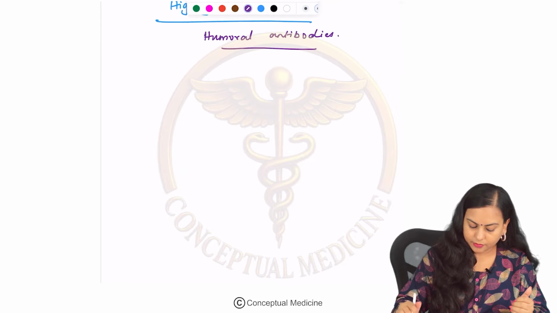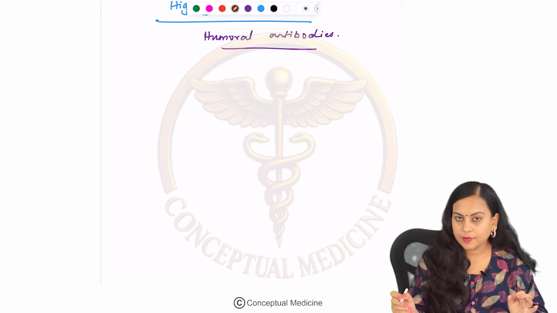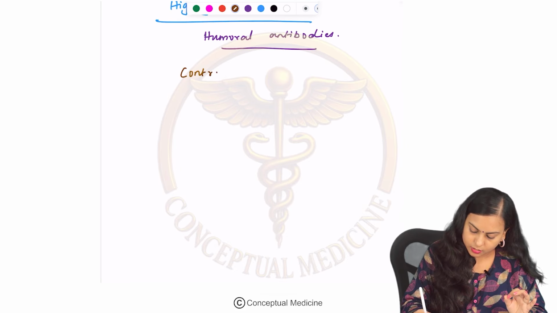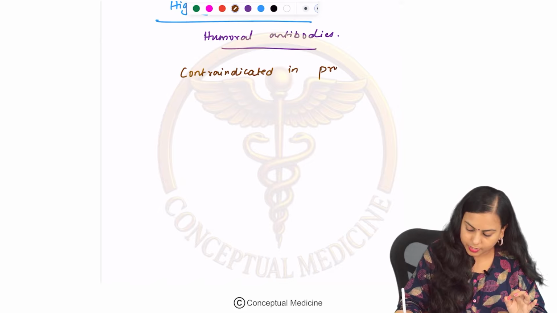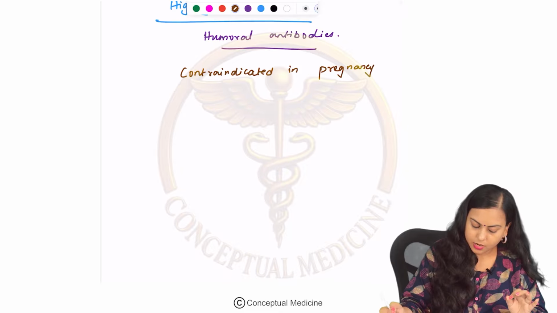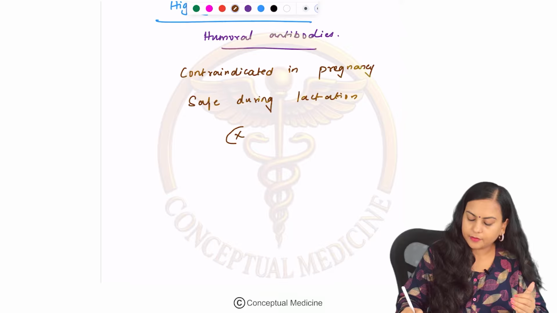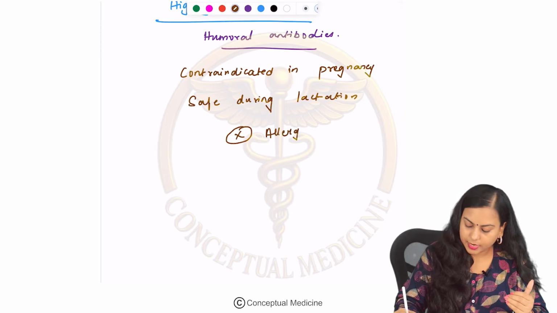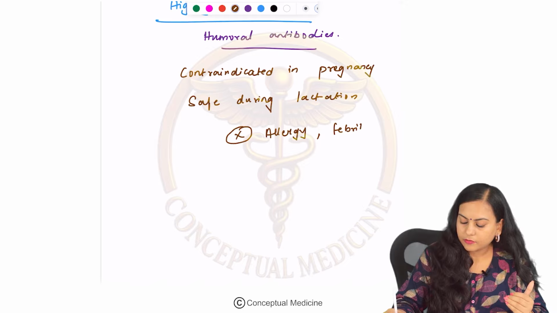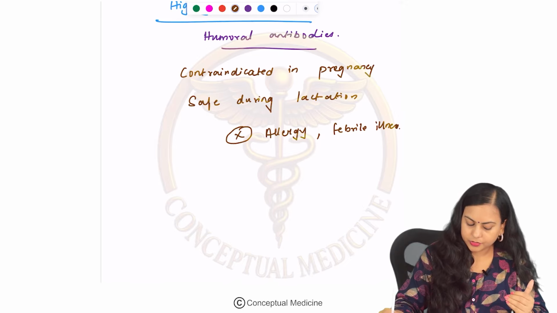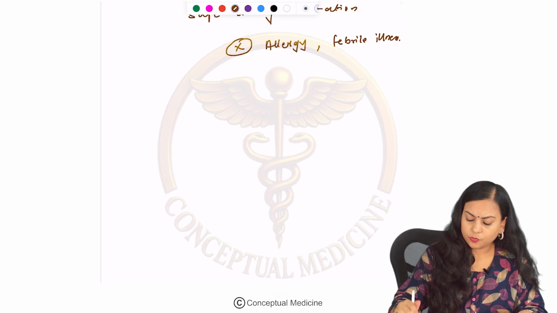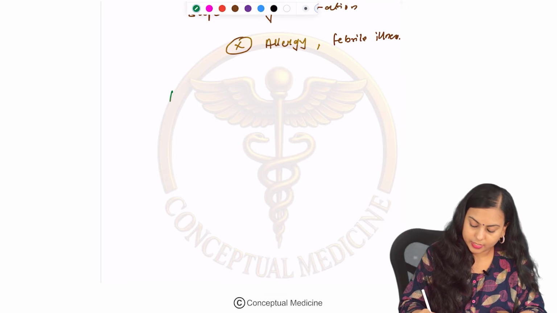Yes. Now you have to know the HPV vaccine is contraindicated in pregnancy, and it is safe during lactation. Obviously, we will not be giving it to a person with any allergy or recent febrile illness. Okay. So, what is the age group for vaccination? That is another question, right?